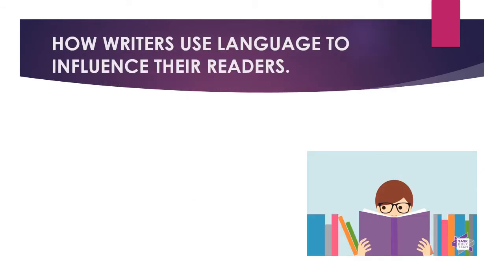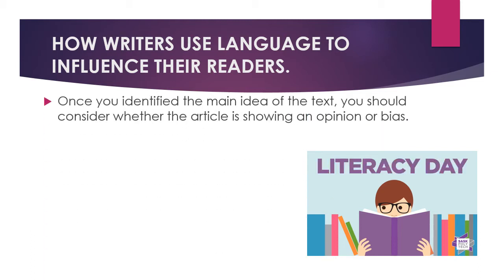Then we are going to the other part of the lesson, how writers use language to influence their readers. This is something very important. You have to look into their language and see what type of impact the writer tries to make on you, right? Once you identify the main idea of the text, you should consider whether the article is showing an opinion or bias. When you read the whole text, you can identify what the writer is trying to talk about. Clear? And then once you figure it out, you can check whether the writer of the article is showing an opinion or is biased to some kind of opinion.